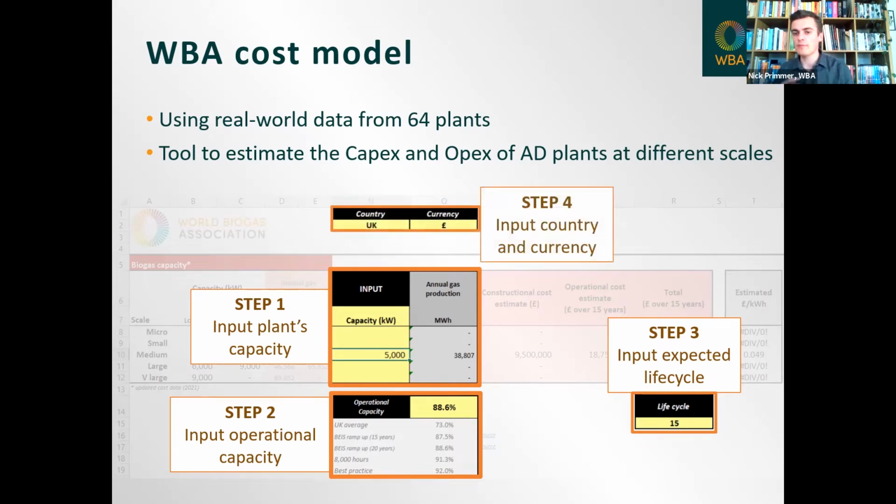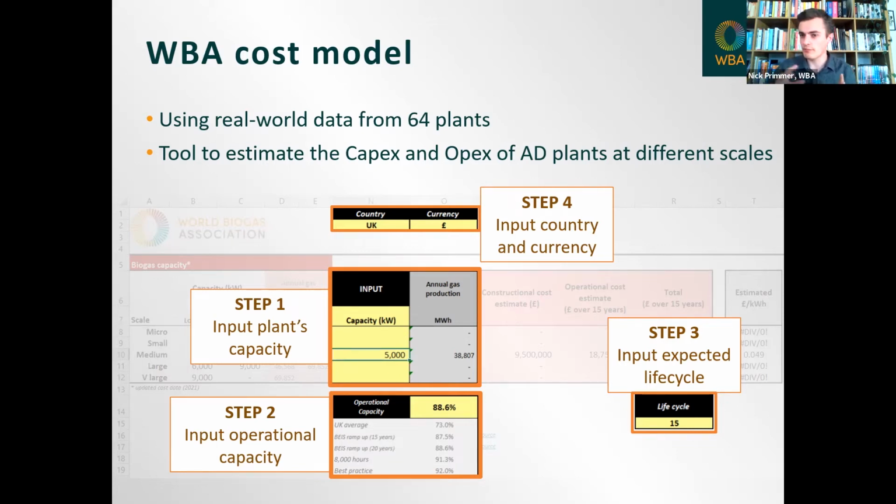And finally, you can input your country and currency. In this, I have only got 3 currencies: pound sterling, US dollars, and euros. That should help convert everything into a currency that's most useful for your own market. In terms of the country, this uses a price level index. Because the data that informs this model is from UK plants, the UK is basically taken as a 1. And then this price level index adjusts prices according to the country you're in.